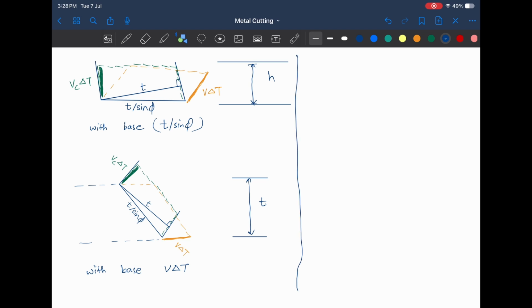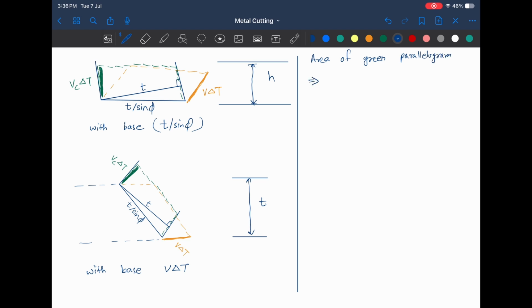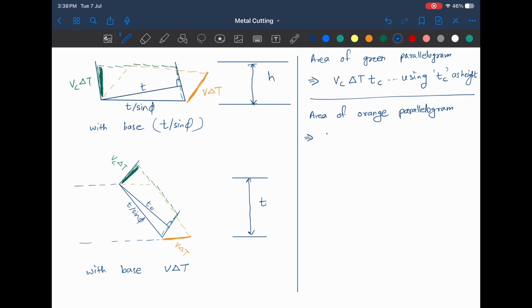Now again, area of parallelogram which is green will be Vc delta t into tc, using tc as height, and again area of orange parallelogram will be V delta t into t, using t as a height.